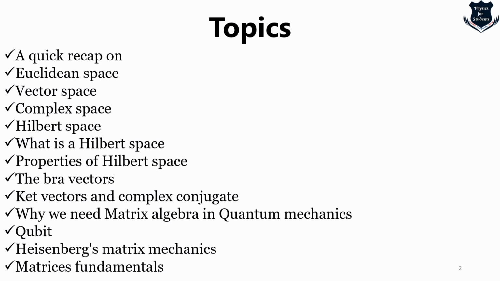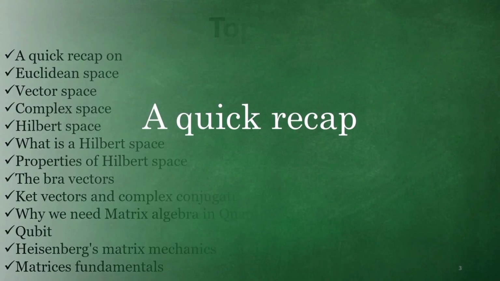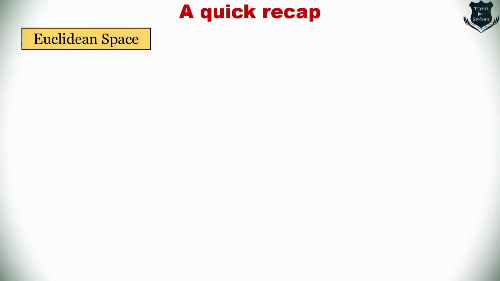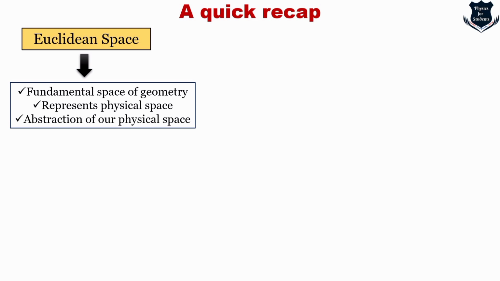Don't worry if you have missed the earlier video, because I'm going to give a quick recap on all those topics. So first let us go for a quick recap. Now we have learned earlier what a Euclidean space is. All our school level mathematics and geometry consists of Euclidean space. So we can say it is a fundamental space of geometry. It represents the physical space that we look around, all the objects, lines, polyhedrons, polygons, etc. And in mathematics it's an abstraction of the physical space that we see.